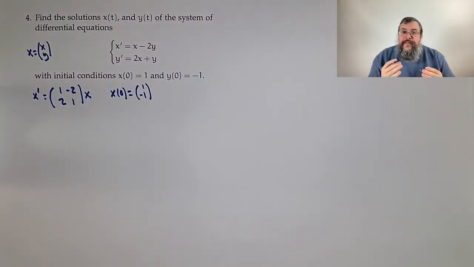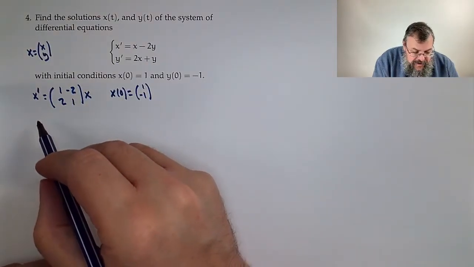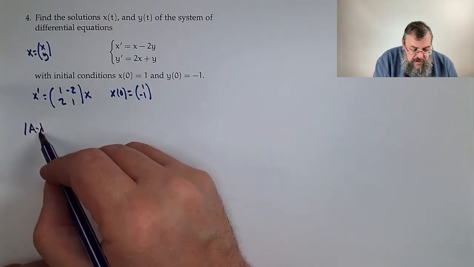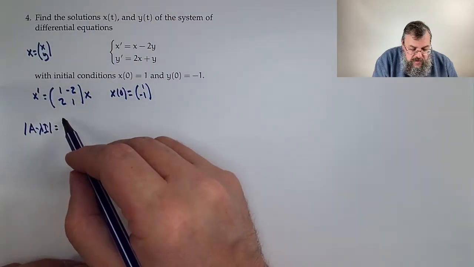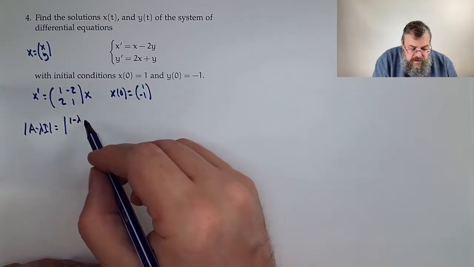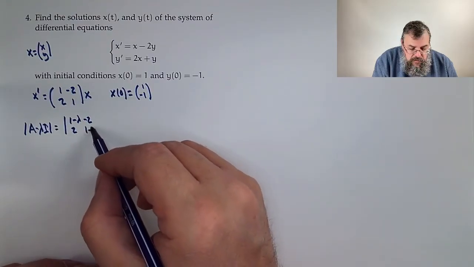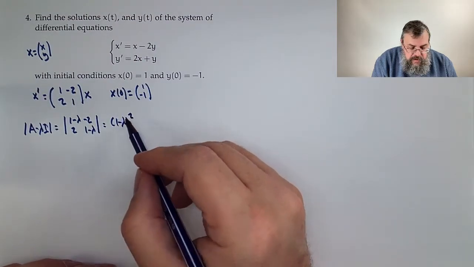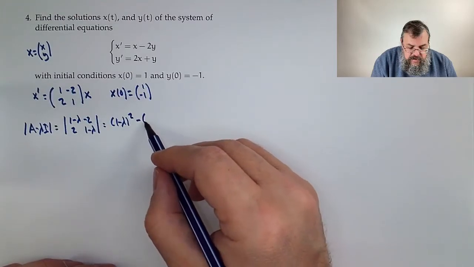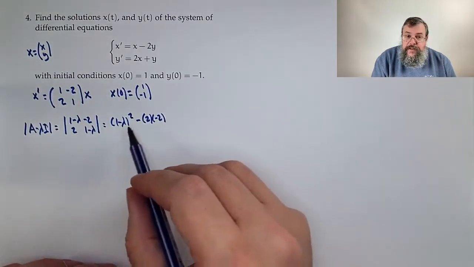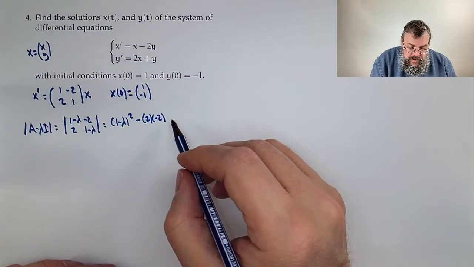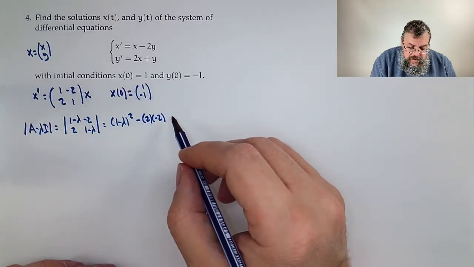Well, we begin. So the eigenvalue method says first find the eigenvalues. All right, so we're going to take our determinant of A minus lambda I. So that's the determinant of 1 minus lambda, minus 2, 2, 1 minus lambda, which is 1 minus lambda quantity squared, subtract 2 times negative 2, which is really adding 4.